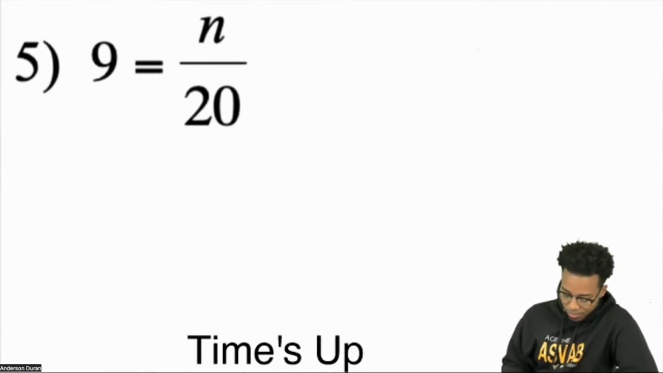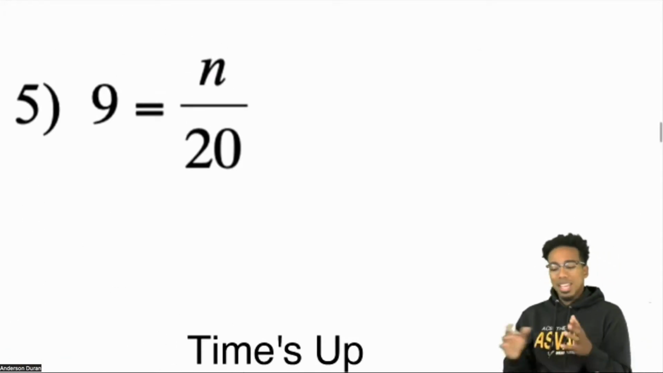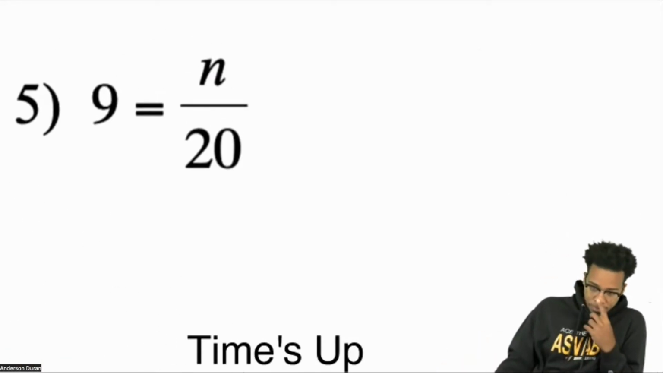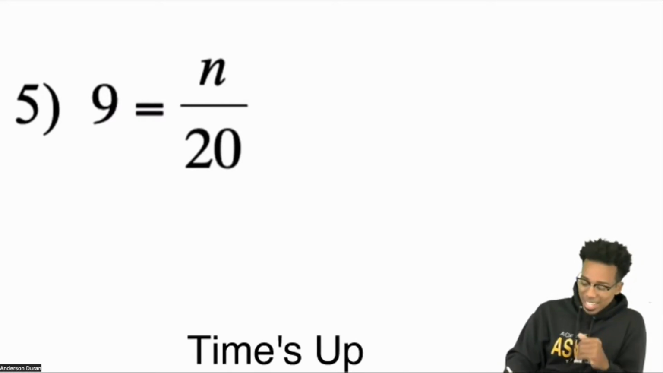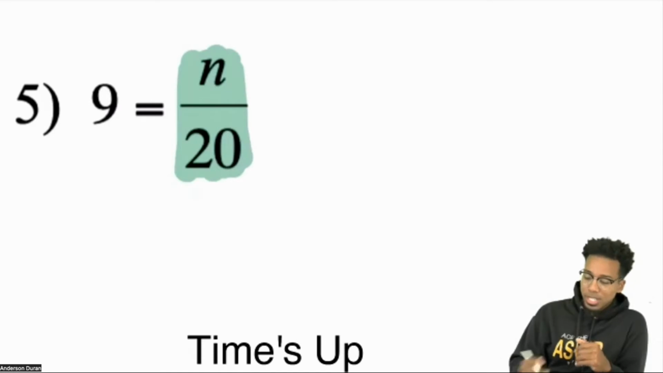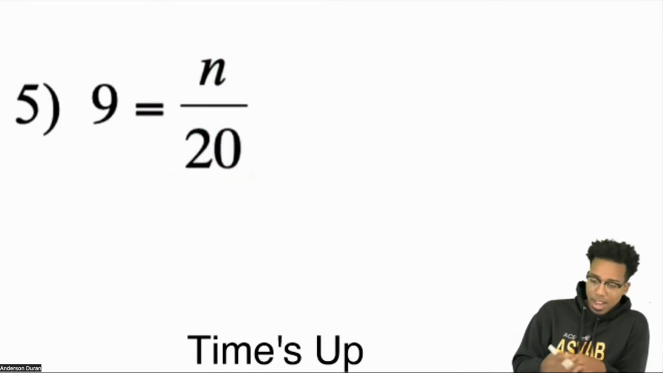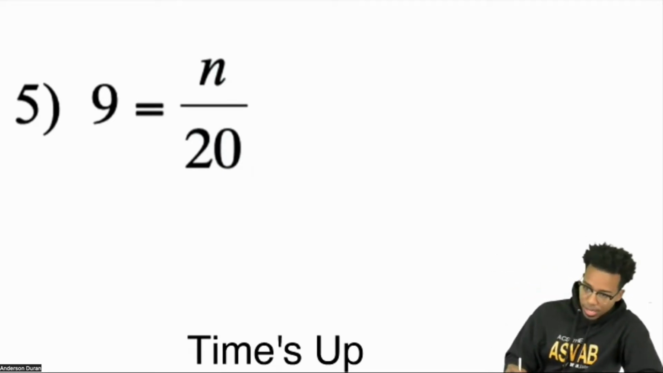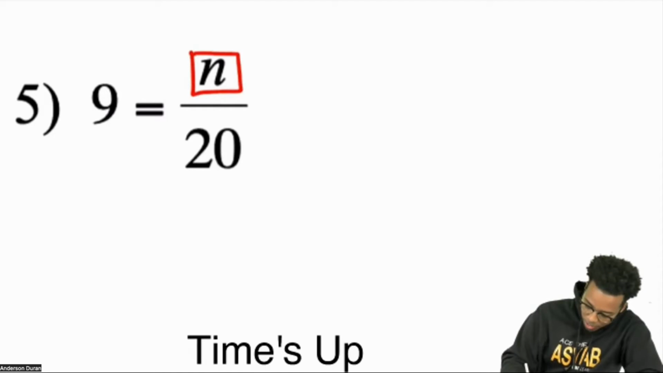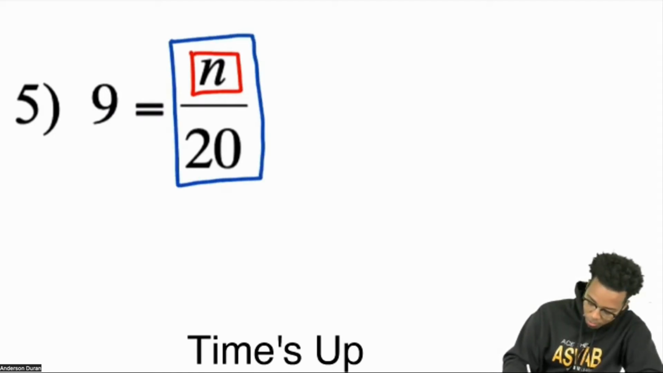Number 5, we have 9 equals n divided by 20. Okay, so n over 20, everybody, the fraction, and I gave it away by saying it, the fraction n over 20, what operation is that again? Yeah, that operation is division, exactly. It's going to be division. We have the n right here, and it's being divided by 20 because it's part of a fraction.